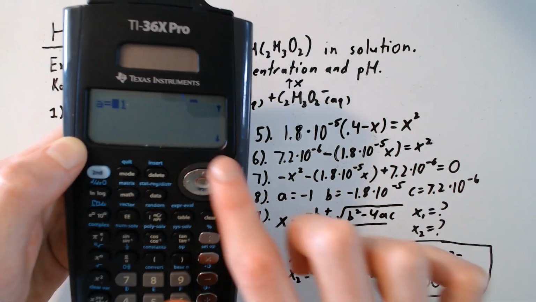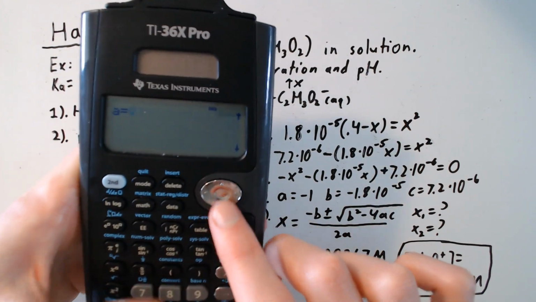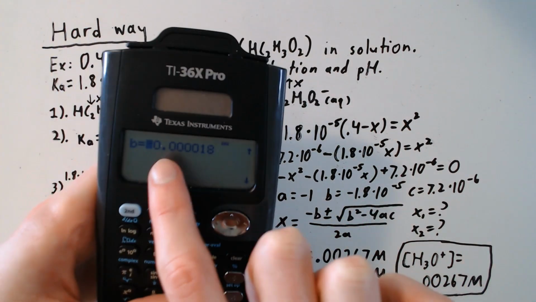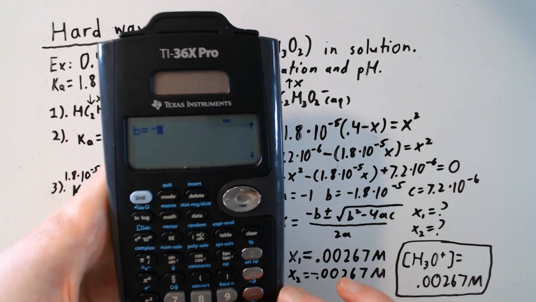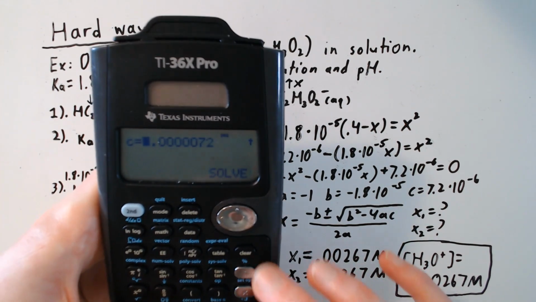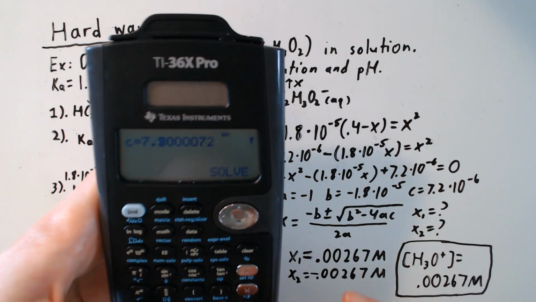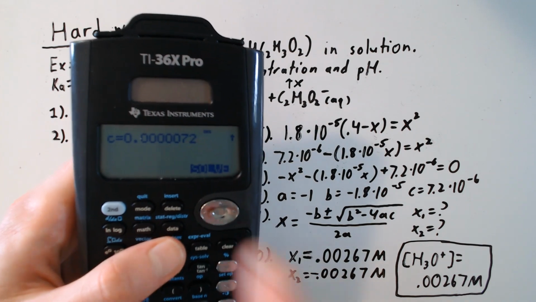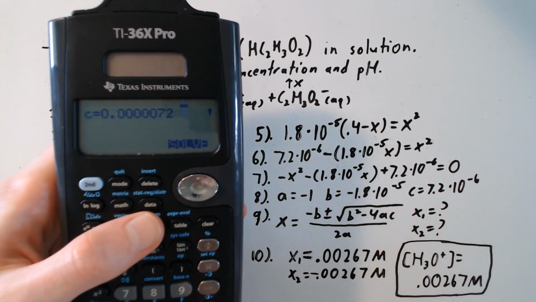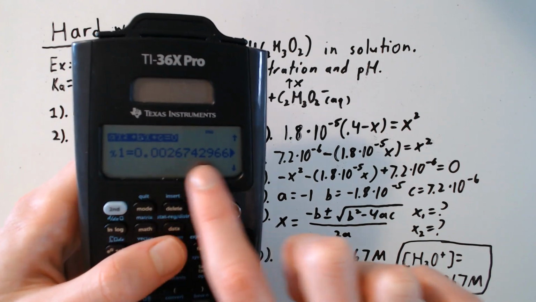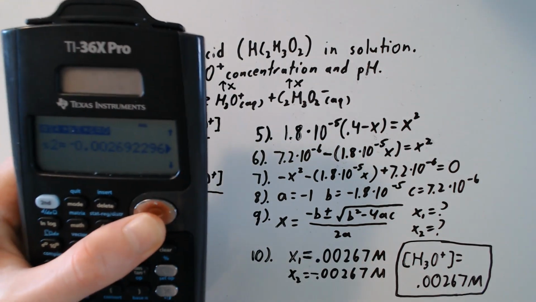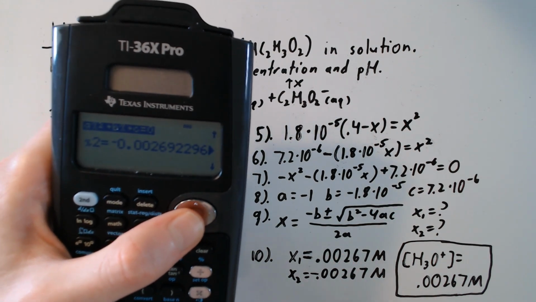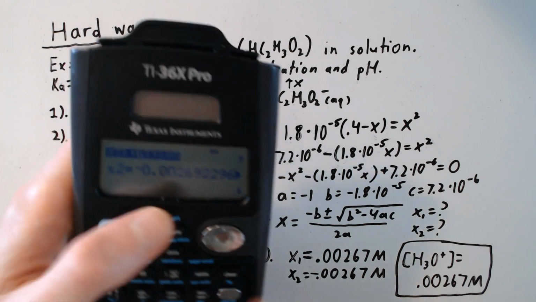So for the first one, we have -1, so -1 entered. Then we have the second one, b. It's -1.8 times 10 to the negative 5th, so -1.8, negative 5. And then for c, we get 7.2, negative 6. And these are all of our coefficients entered here. Now we can just press solve, and boom, we get the x's for this equation. The first x is 0.00267, just like here. And the second one is -0.00267, just like here.